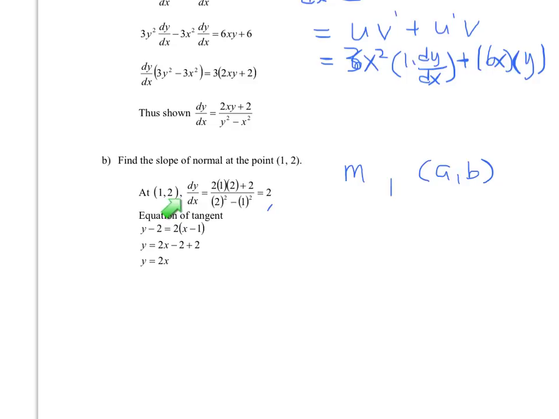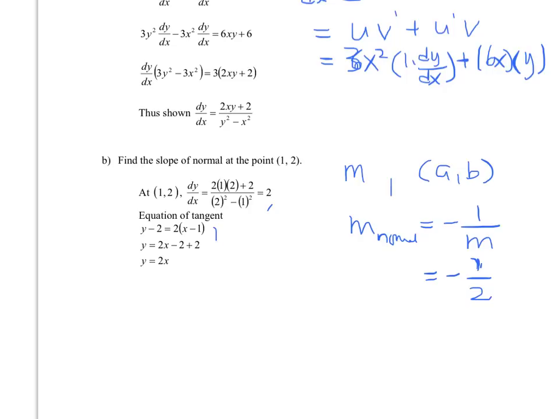So at (1, 2), substituting the x and y values into dy/dx, the value is 2, but this 2 is the gradient of the tangent, and the gradient of the normal is negative 1 over the gradient of the tangent. So in our case, negative 1 over 2, because we got 2 for m. Now we follow that principle.